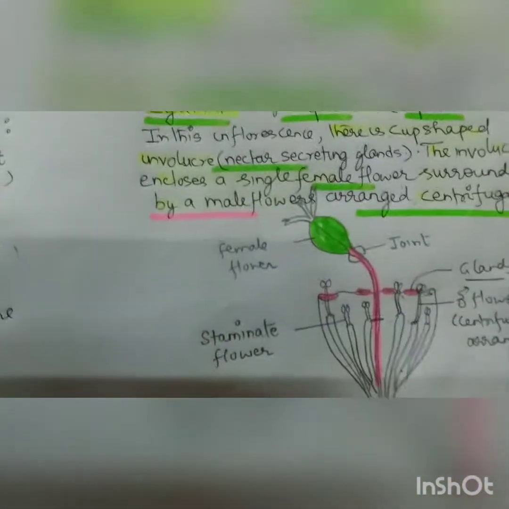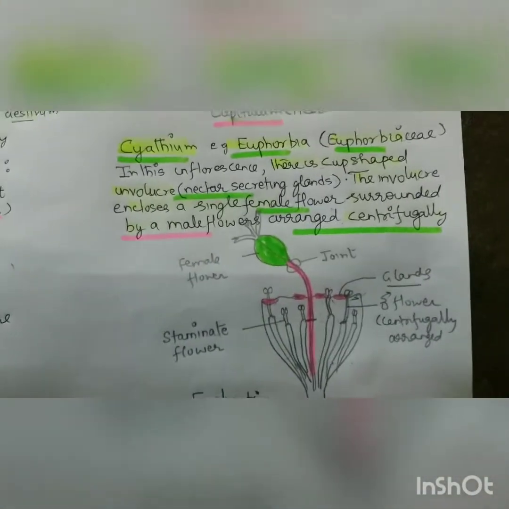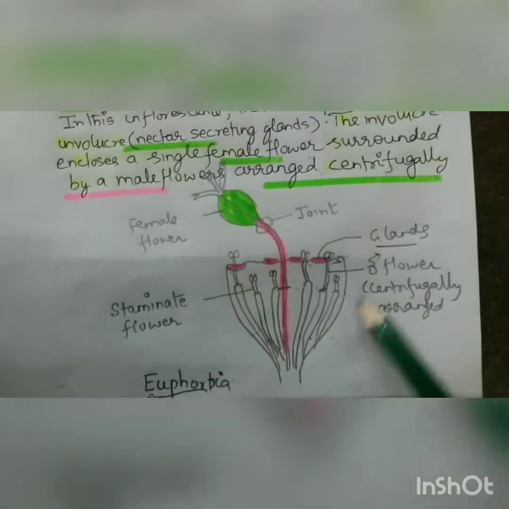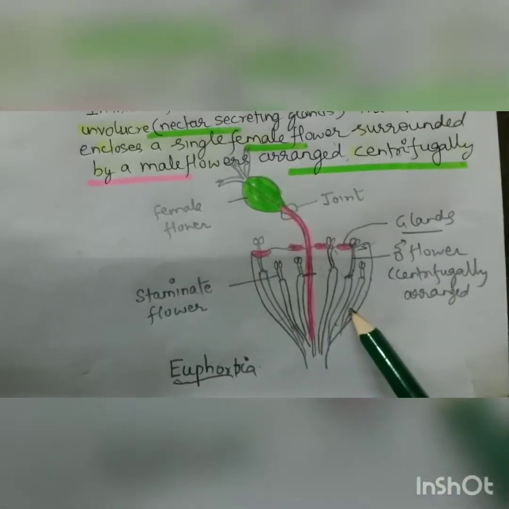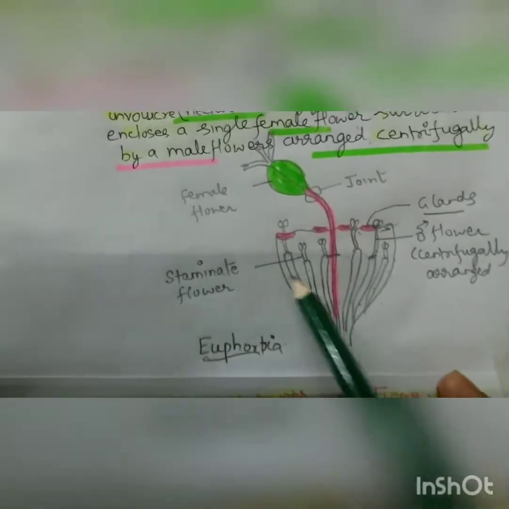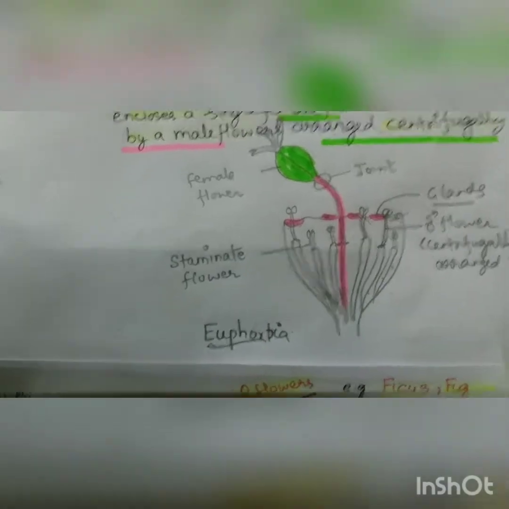And then we have the modified form, that is the Cyathium, in which the crescent-type glands and the bracts are fused to form a cup-shaped structure called involucre, and they have the female flower which is jointed and the male flowers which are centrifugally arranged.